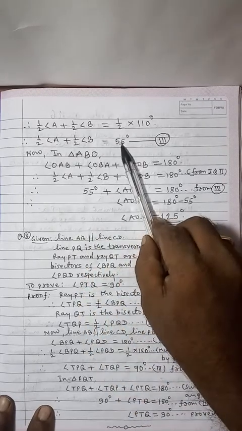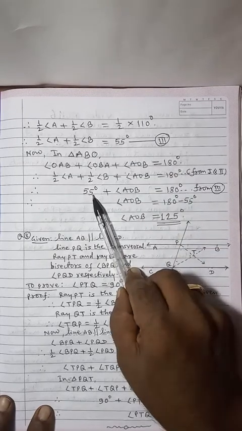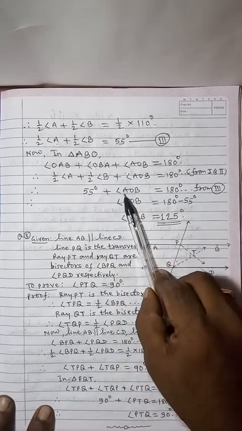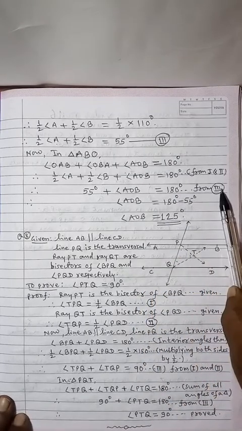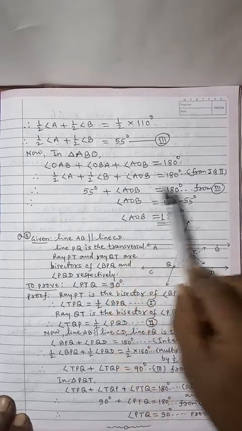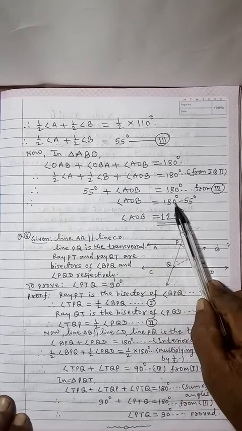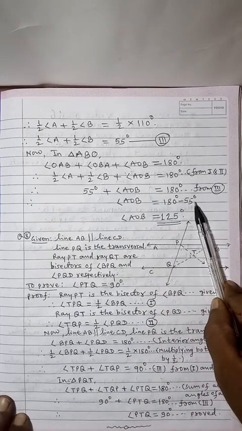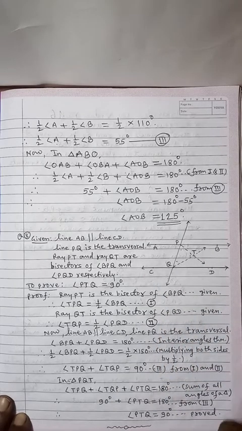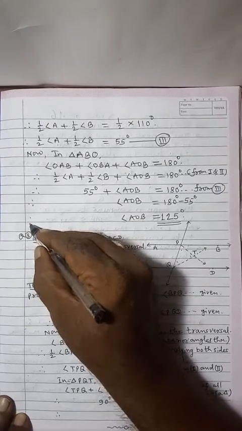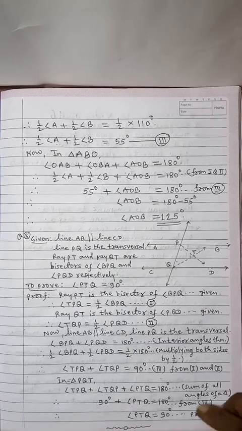This result is 55 degrees. This is from 3. So 55 degrees plus measure of angle AOB is equal to 180 degrees. 55 is transposed to the right hand side. So angle AOB is equal to 180 minus 55 degrees. Therefore angle AOB is equal to 125 degrees. That we had to find out. Hence the solution of the problem.